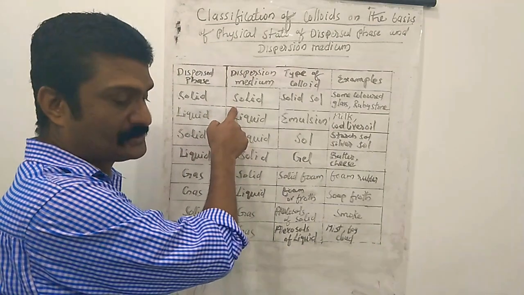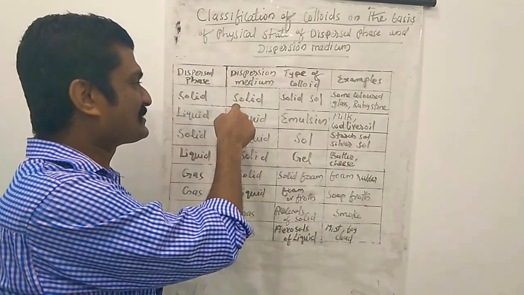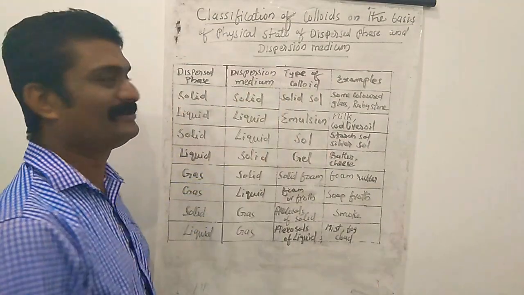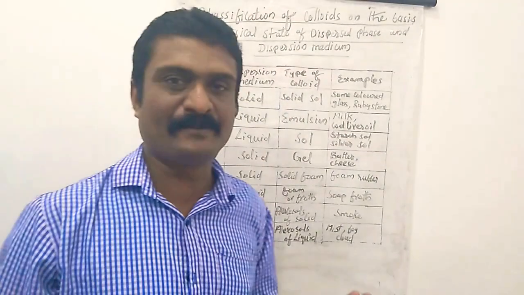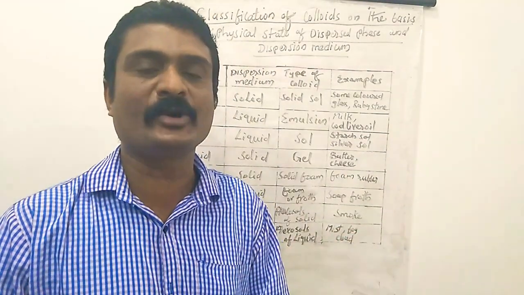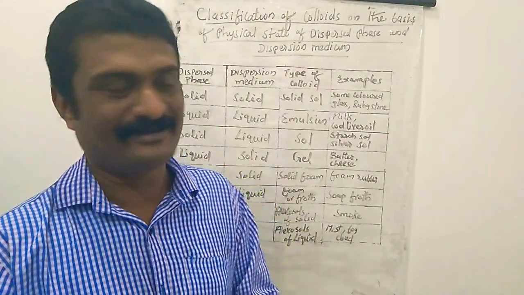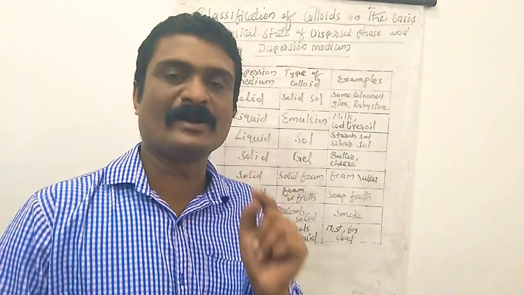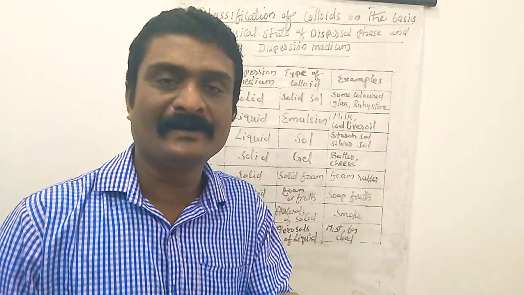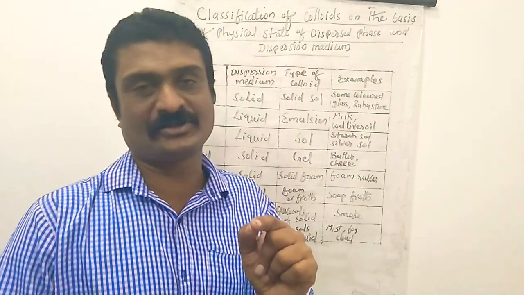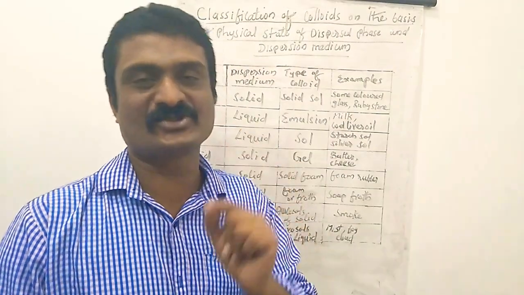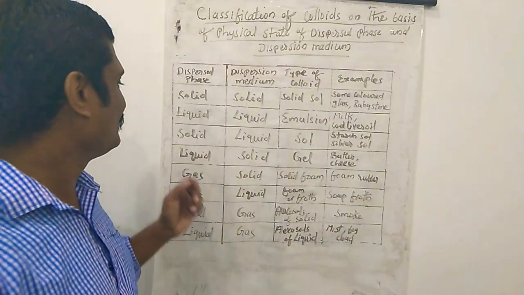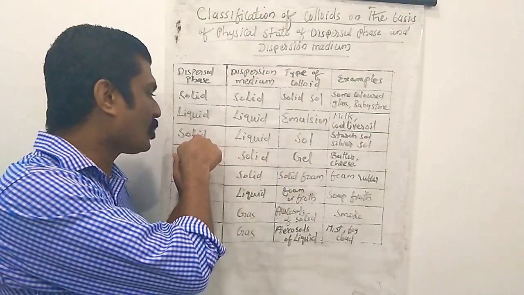Both are solid. S in S. Solid, solid. Then both the dispersed phase and dispersion medium are liquid. It is called emulsion. Example, milk. Milk is a colloidal system. Milk is formed by dispersing liquid fat particles in water.